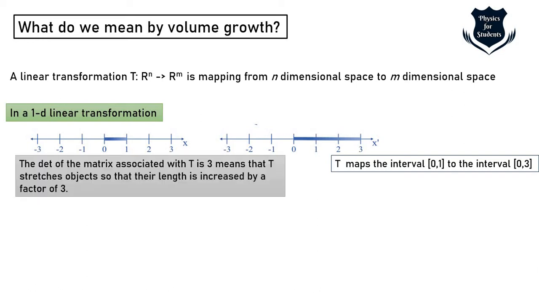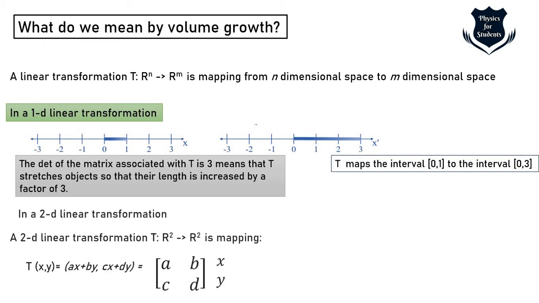The determinant of the matrix associated with T is 3, which means that T stretches the object so that the length increases by a factor of 3, which is shown here on the right hand side, which is the x prime coordinate.